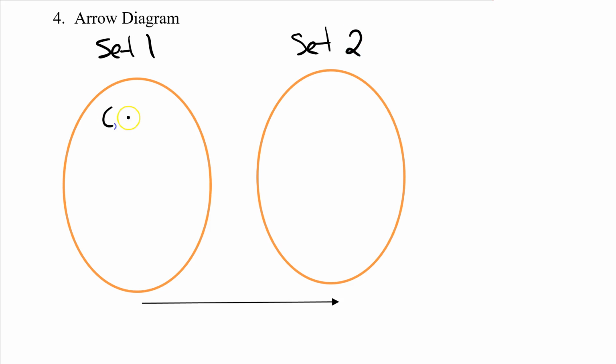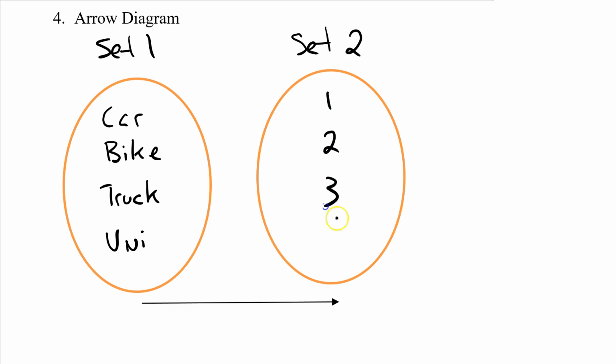We've got a car, we've got a bike, we've got a truck, and we've got the unicycle. That's set 1. Set 2 had 1 tire, 2 tires, 3 tires, and 4 tires. So I've got all elements of both sets. That's one reason I like the arrow diagram, because you do see all the elements.